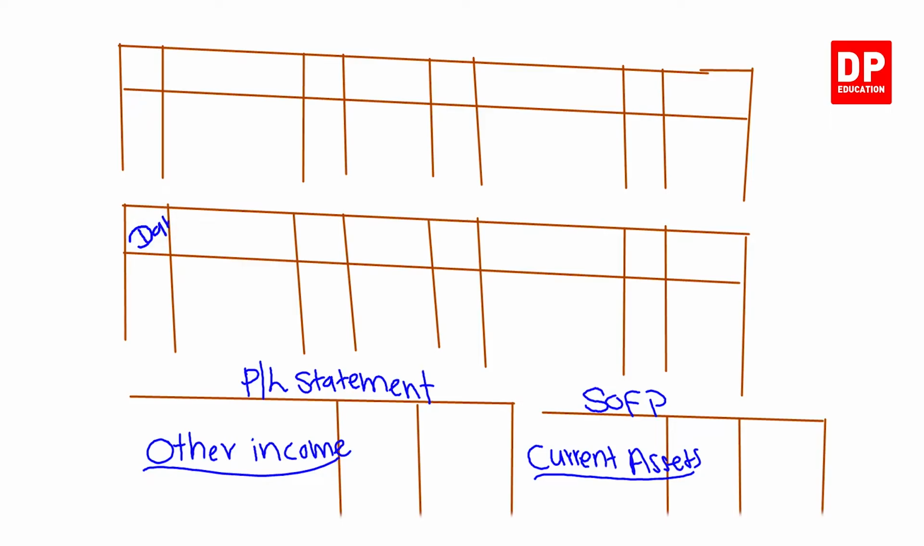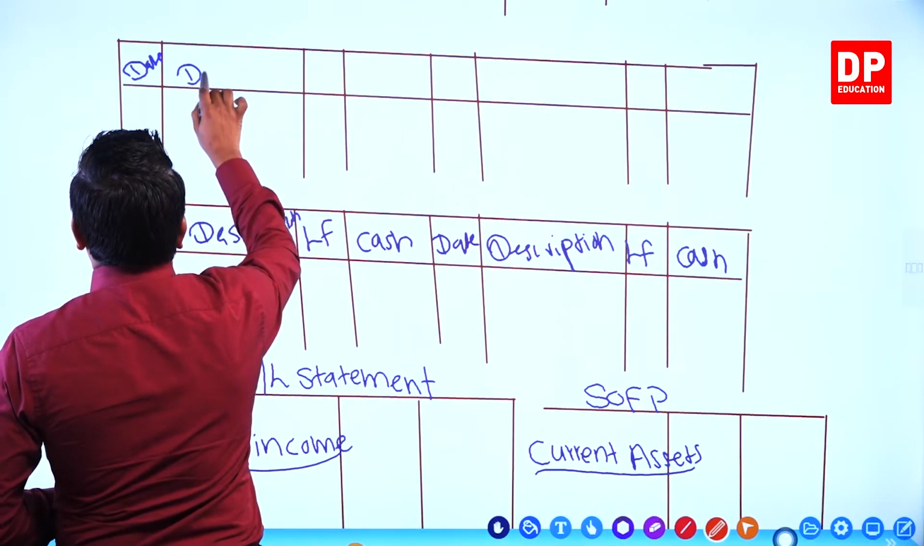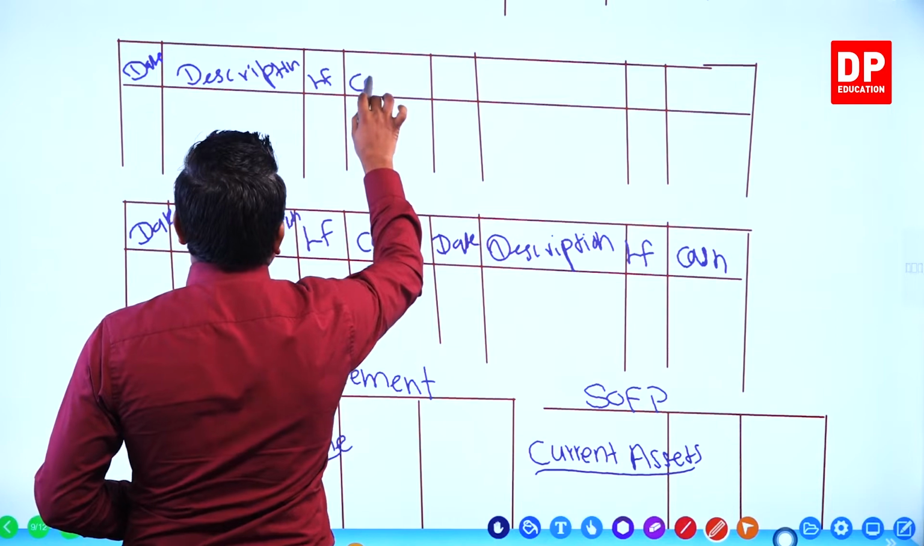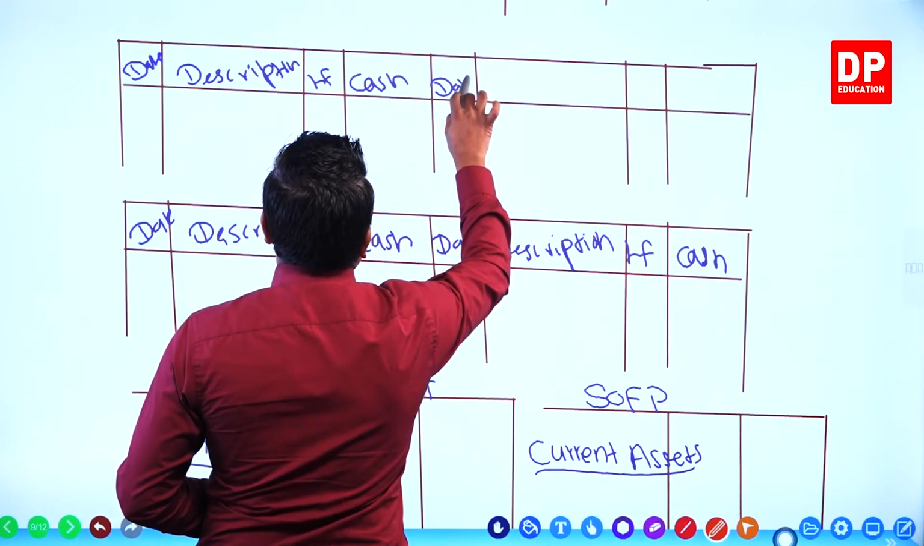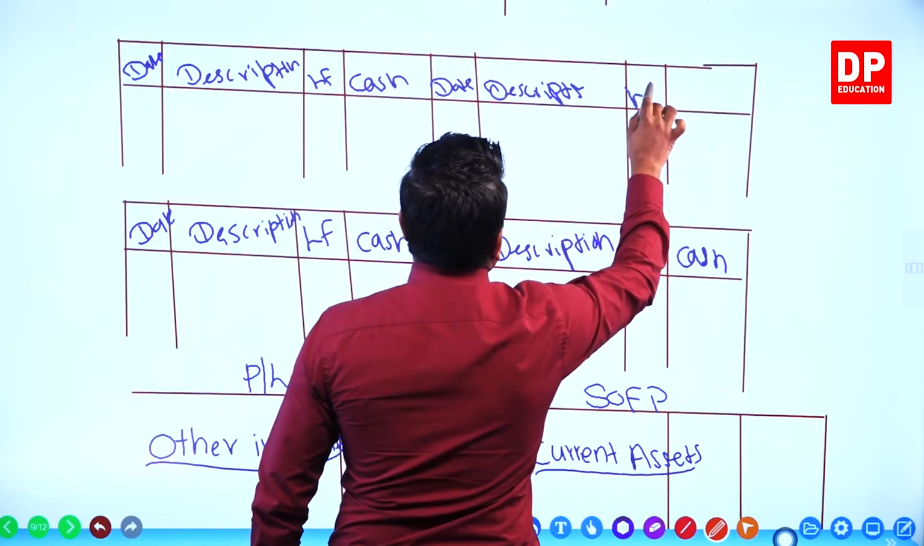Date, description, ledger folio, cash, date, description, ledger folio, cash. Here also the same: date, description, ledger folio, cash, date, description, ledger folio, cash.